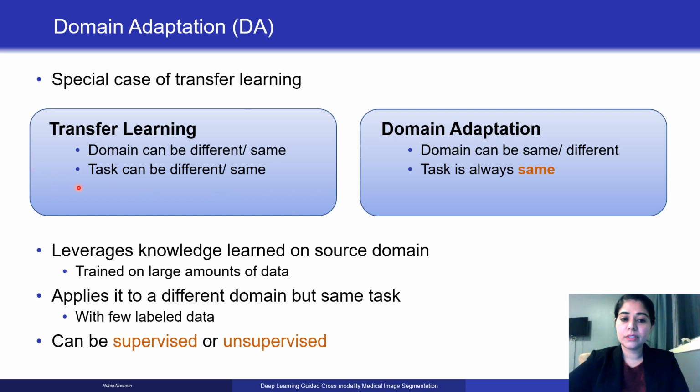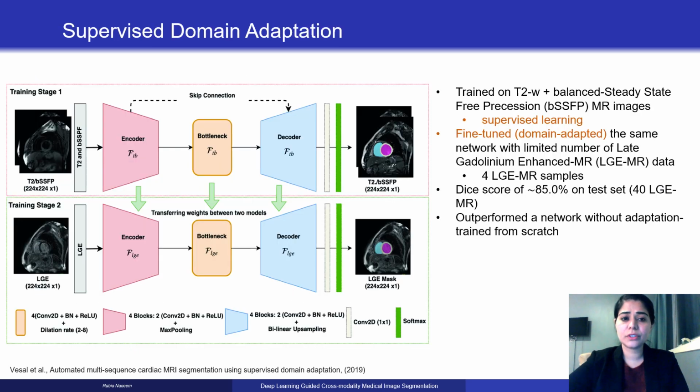In the case of transfer learning, the task on which the network is trained can be same or different. However, in case of domain adaptation, the task is always same. So domain adaptation basically leverages knowledge learned on source domain containing more data and applies it to a different domain with less data. Domain adaptation approaches can be supervised or unsupervised. Let's first look at the supervised domain adaptation approaches.